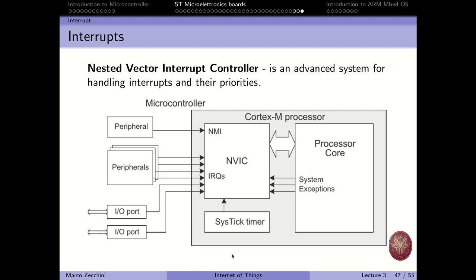And the part of our STM microcontroller that allows us to do it is the nested vector interrupt controller, which is an advanced system for handling interrupts with priorities. We won't go into too much detail on this, it would be too advanced to explore. But if you want, you can do it anyway. Just for your information, the interrupt vector within the STM microcontroller allows us to set priorities among the different interrupts.